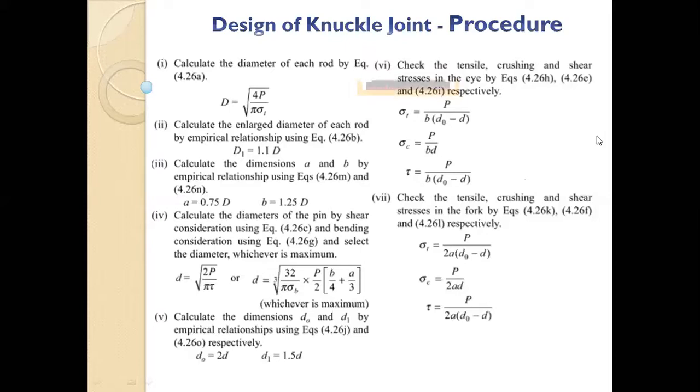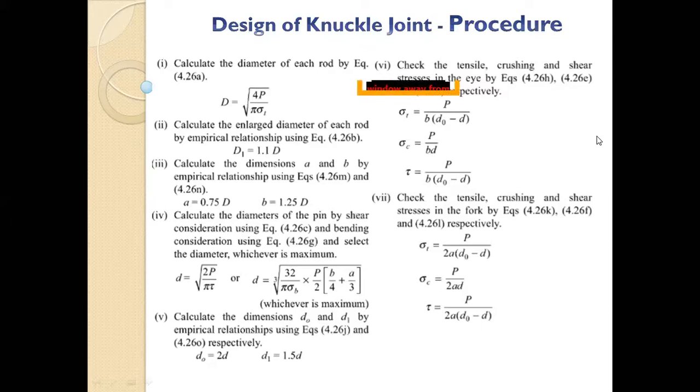Okay, fine. So once we have all the dimensions, we'll check whether our eye or fork will fail in all these different criteria. Now for the eye, sigma t is given by P upon B into D0 minus d. P is load, and area avoiding the tensile failure is B into D0 minus d. Crushing failure is P upon B d, and tau shear failure will be P upon B into D0 minus d, right? So these are the failures of your eye.